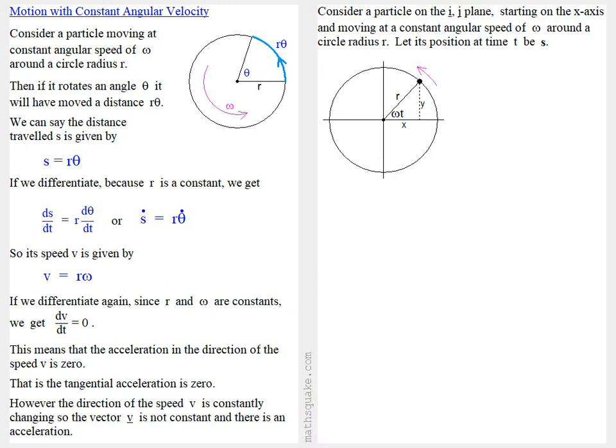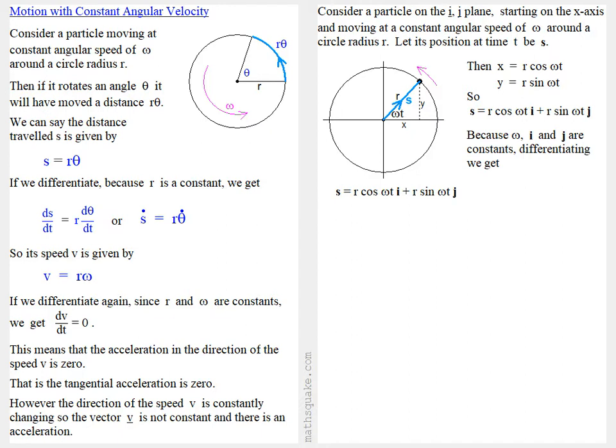Consider a particle on the ij plane, starting on the x-axis and moving at a constant angular speed of omega around a circle, centre O, and radius r. Let the position at time t be s. Then x is equal to r cos omega t, and y is equal to r sin omega t. So s is equal to r cos omega t i plus r sin omega t j.